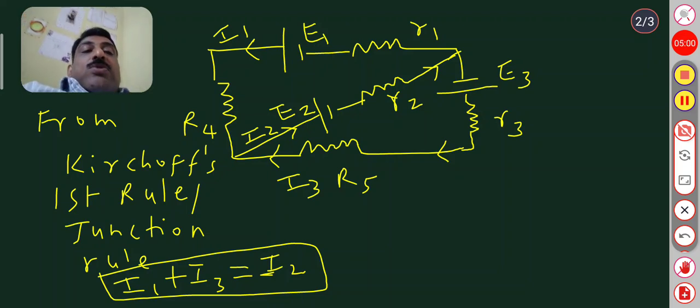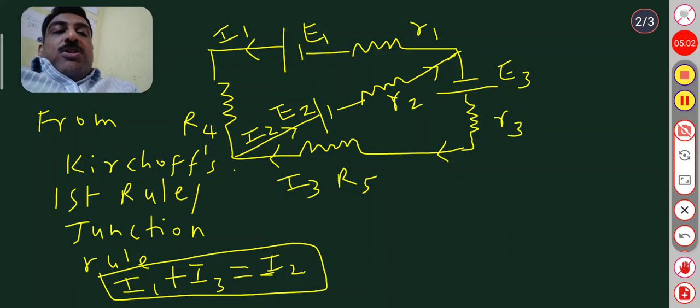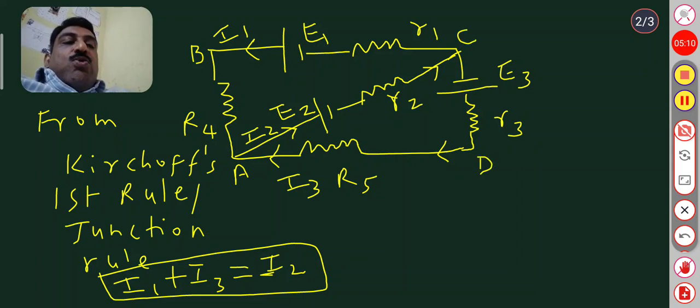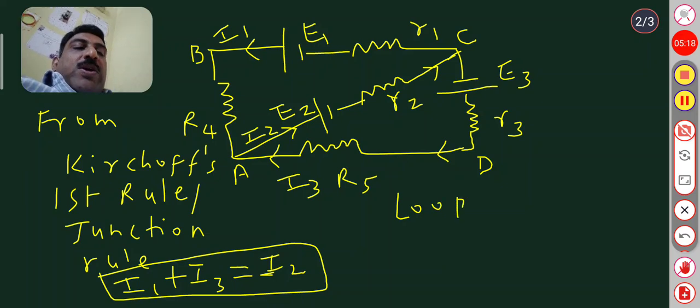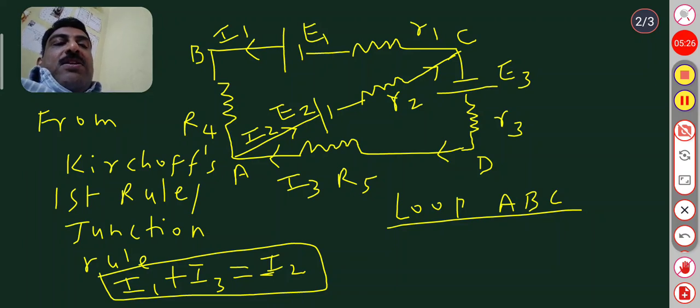Now we can use the loop rule. There are two loops here. This is A, B, C, and this is A, D, C. Two loops are there. If you take loop A, B, C, using Kirchoff's second rule and our sign convention, we take our direction to be anti-clockwise.